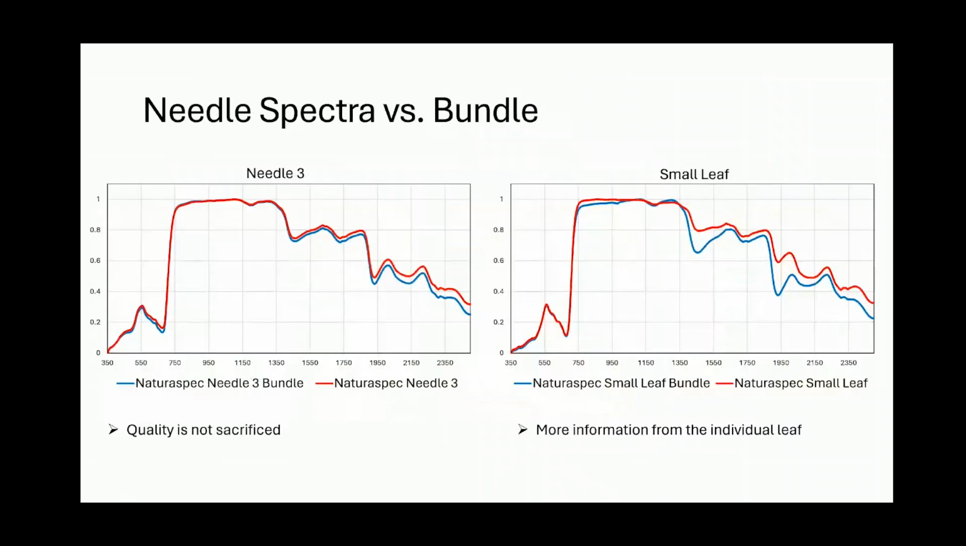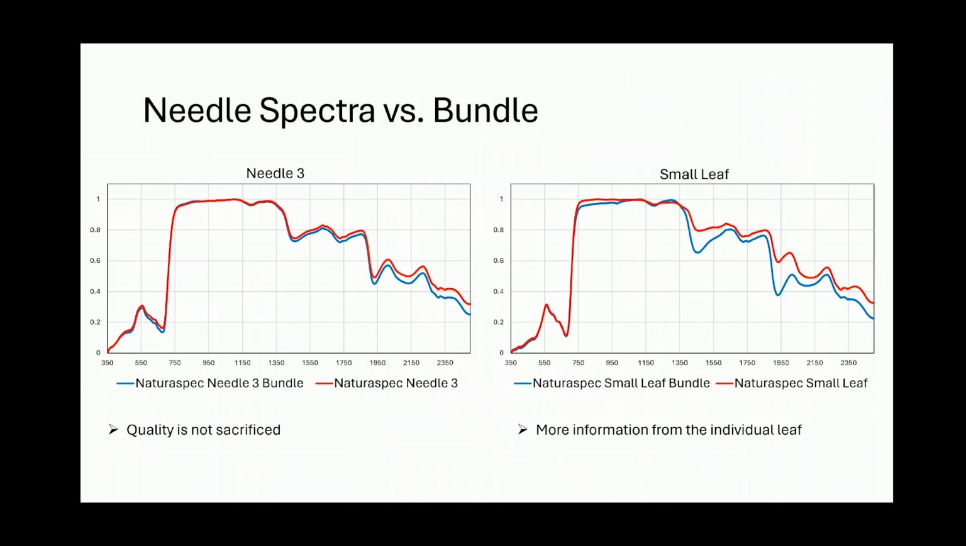So now we can get into the data. This is the needle spectra versus the bundled spectra. As you can see on the left, we have a bundle versus the needle for needle 3, and the spectra is almost identical to the bundled spectra. This shows that we're not losing quality of measurements by reducing the area or the target. So we were able to target a single needle and get the same quality data from it.